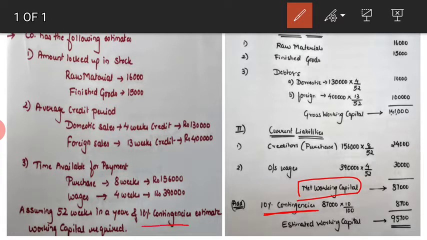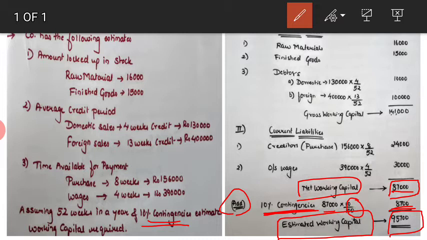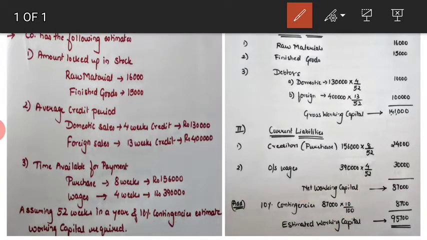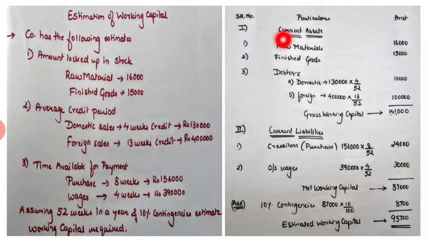So here in this problem they have given 10% contingencies. So 87,000, which is net working capital, into 10 divided by 100, that is 10%, is 8,700. So your contingencies are 8,700, which has to be added. So 87,000 plus 8,700 gives you 95,700, which is your estimated working capital. So this is how you estimate the working capital for a particular firm, by considering current assets less current liabilities. I hope you're clear with this simple problem on estimation of working capital.